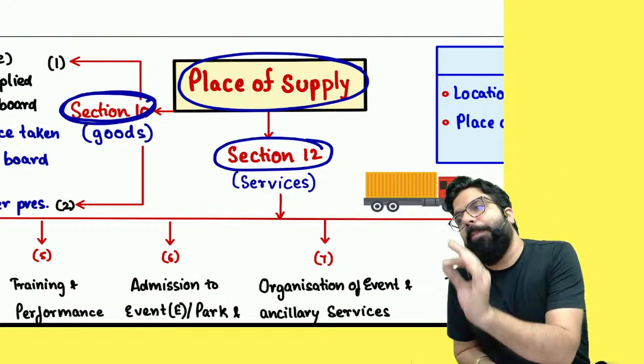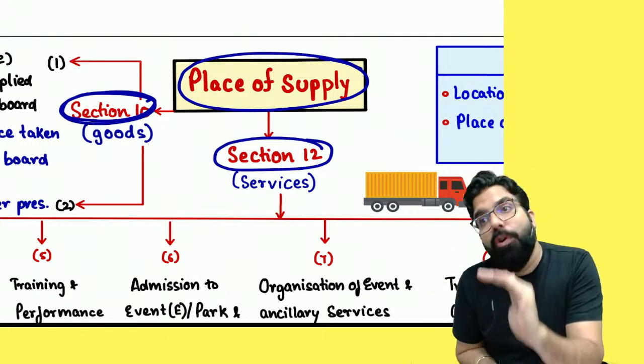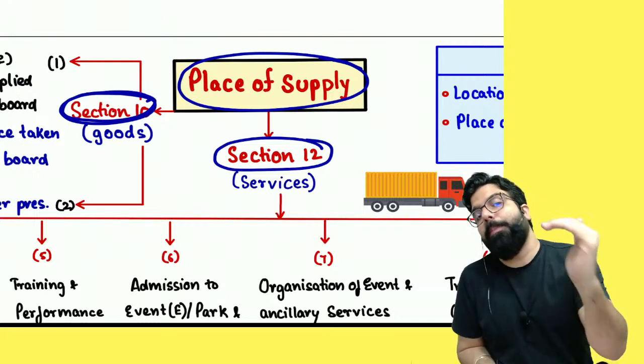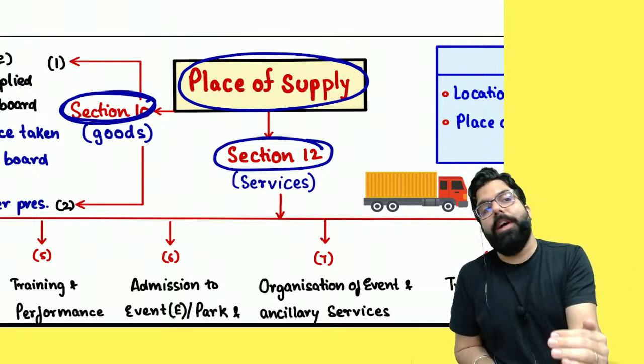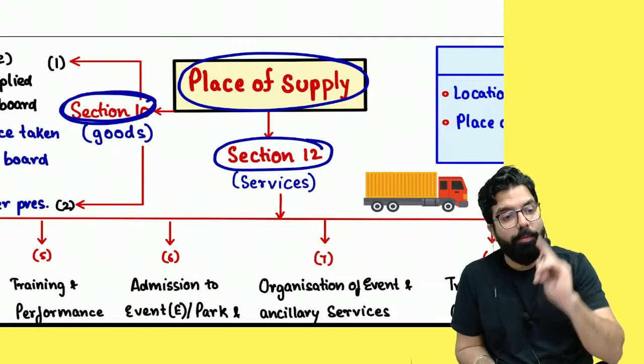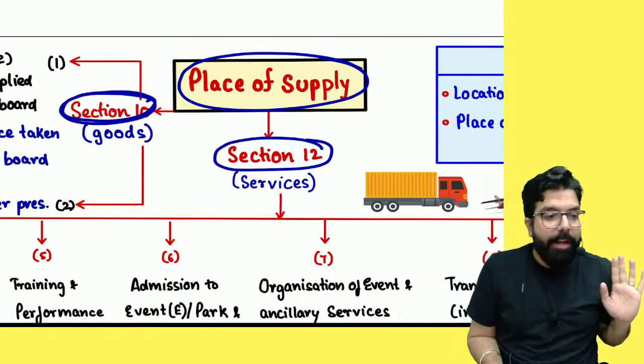So whenever you are a supplier of goods, how will you find out whether the supply which you have done is intra or inter? You have to see your location and you have to see the place of supply. Is my point clear to all?